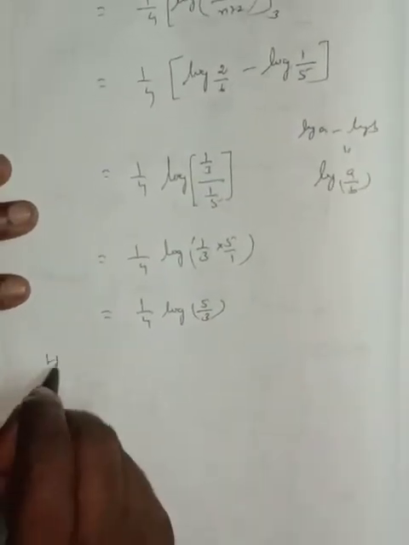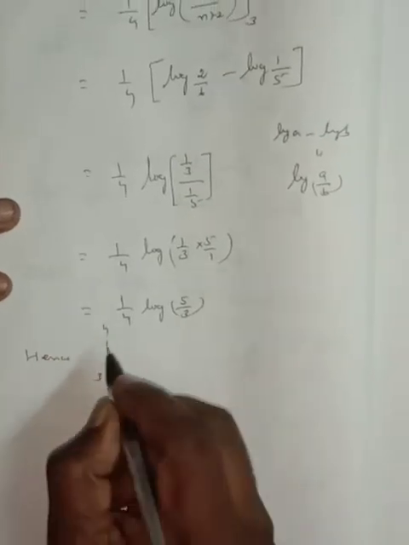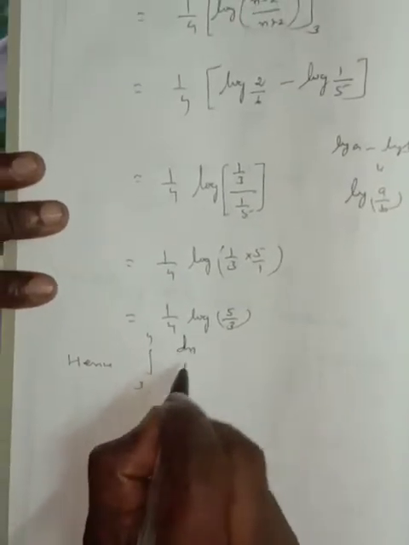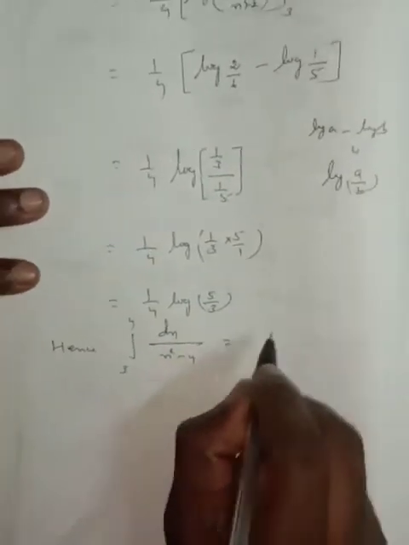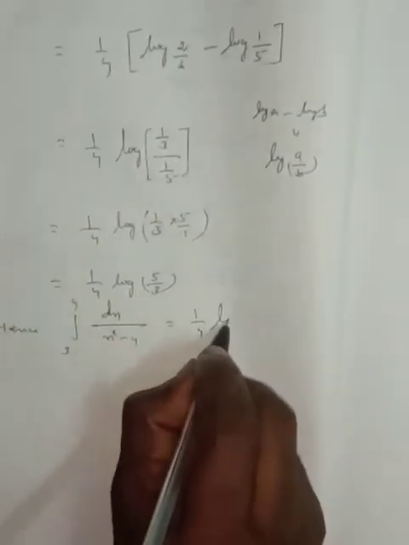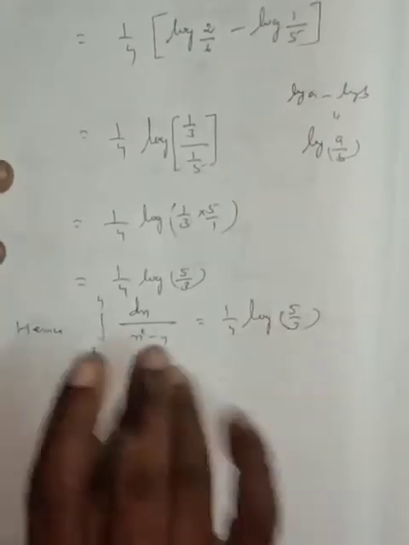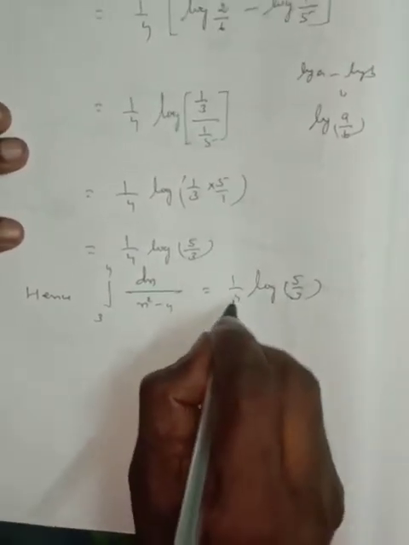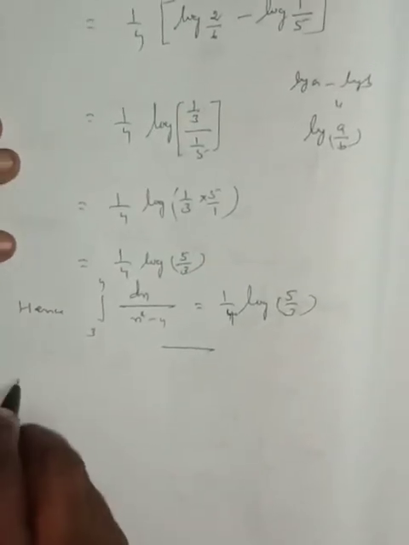Hence the integral from 3 to 4 of dx divided by x square minus 4 is equal to 1 by 4 log of 5 by 3, hence the result. Okay, next question, subdivision number 2.